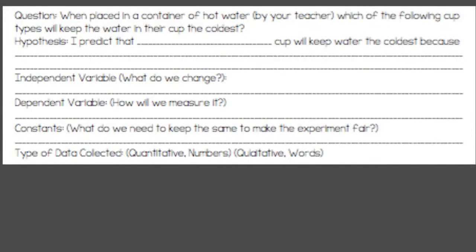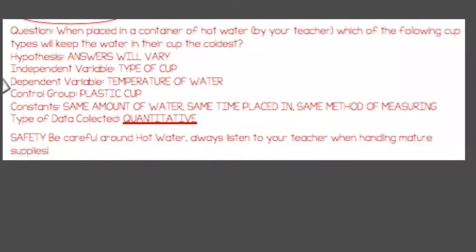So answer these questions: independent, dependent, constants, and data type. Pause if you need more time. And here is our answer key. Our independent variable is the type of cup. Our dependent variable is the temperature of water. The control is the plastic cup because that's probably the most common. And our constants, which we don't actually have a control group on ours, that's fine, are the same amount of water, the same time placed in, and the same method of measuring.